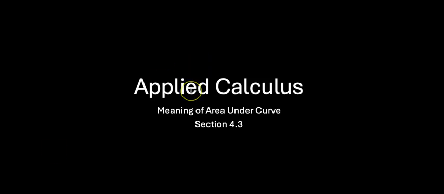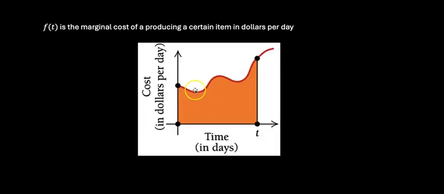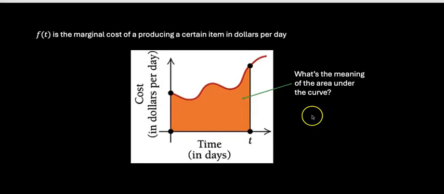Let's talk about the meaning of the area underneath the curve. Suppose that f of t is the marginal cost for producing a certain item, measured in dollars per day. Here's a graph of the function. The question is, what does the area underneath the curve represent? The area under the curve represents the accumulation of units.